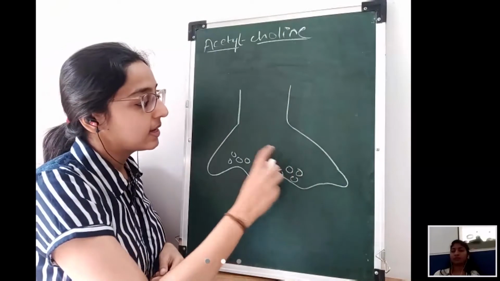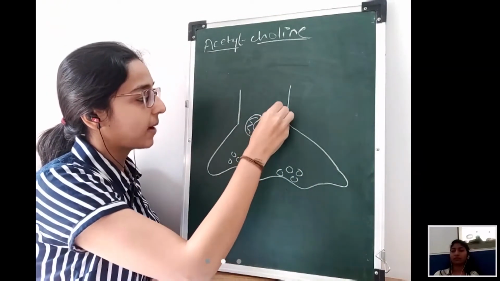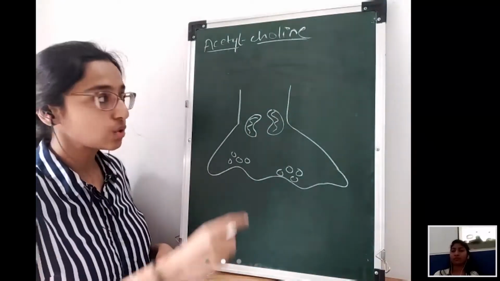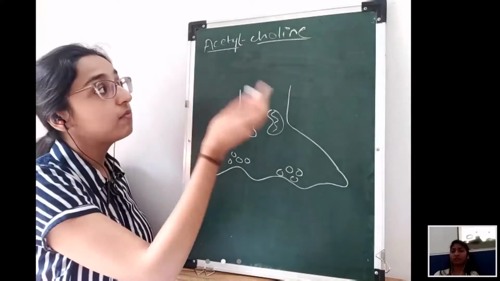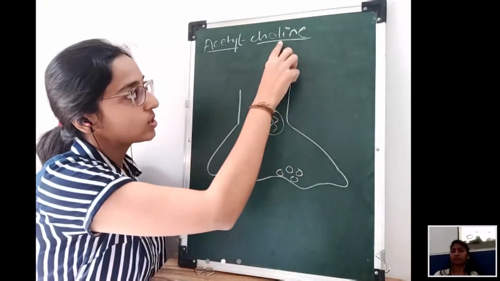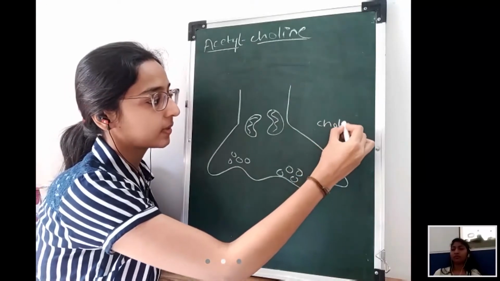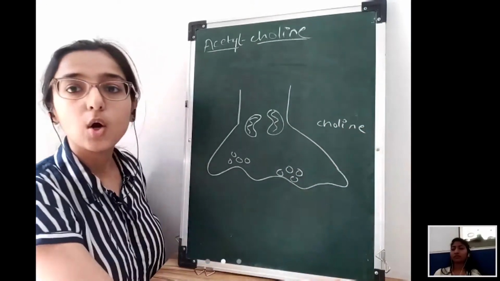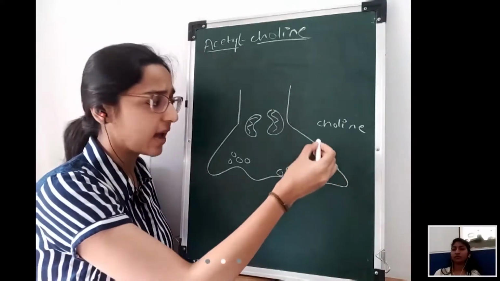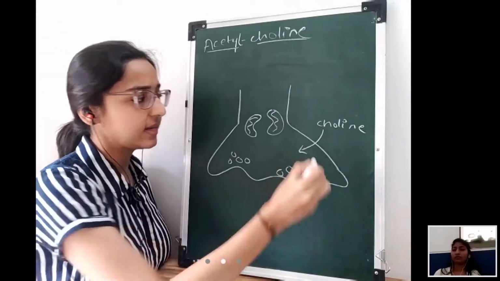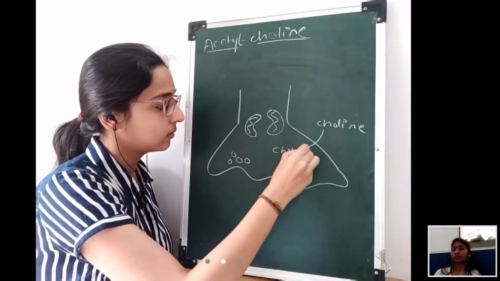Now there is mitochondria, as we drew it at the back. There are two components. How is it formed and from where are we getting what? This choline is located outside the nerve. There are channels through which choline will enter inside. So choline has come in now.